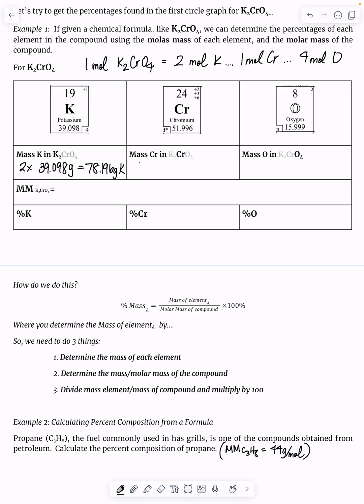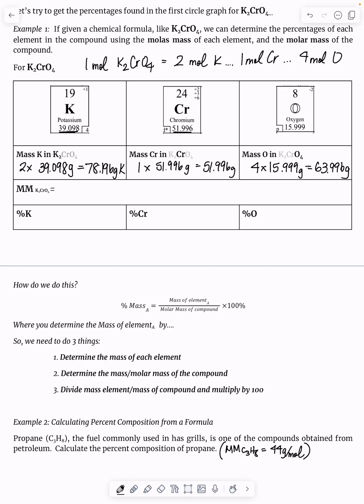So for the mass of Cr, it's just 1 times 51.996 grams, which is, of course, 51.996 grams. And these numbers, again, are coming from the masses on the periodic table. And then finally, oxygen: you can see in K2CrO4 there are 4 oxygen, so it would be 4 times 15.999 grams, and I get about 63.996 grams. Now, of course, you could round these numbers to the nearest whole number. That's fine too for approximations, but we're going to use all of the decimals.